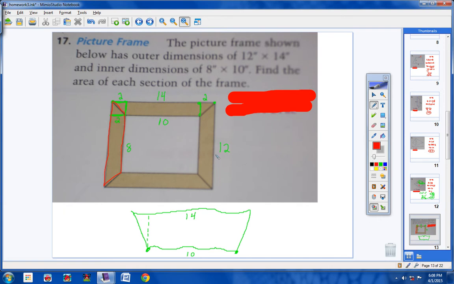Watch this. See this trapezoid right here? Okay, you know the base of it's 12. So we know this length over here is 12. We know this base is 8. We just found the height. The height of that trapezoid is 2. Okay, I'm going to go ahead and draw that off to the side right here. This is 12. This is 8. And this height right here is 2.